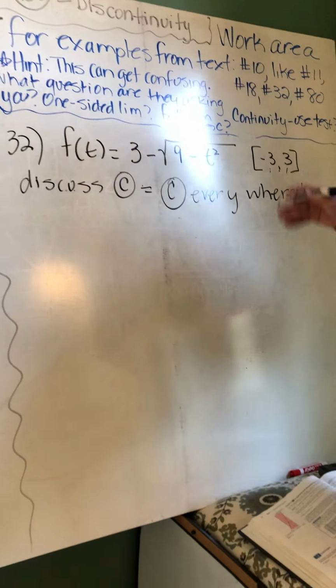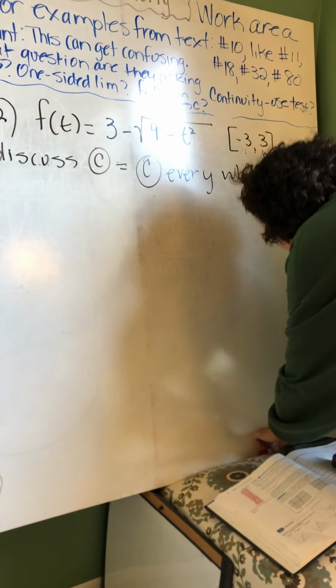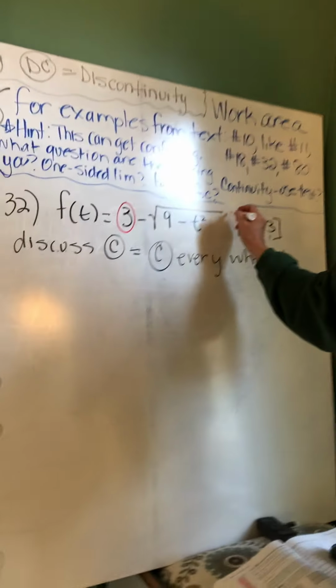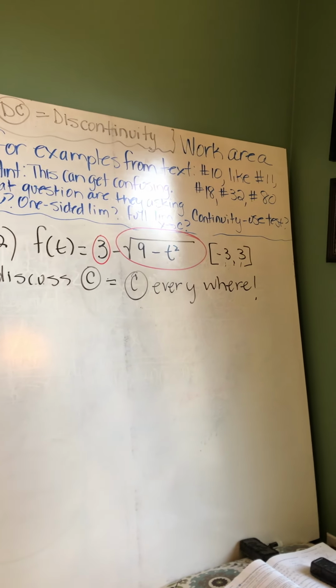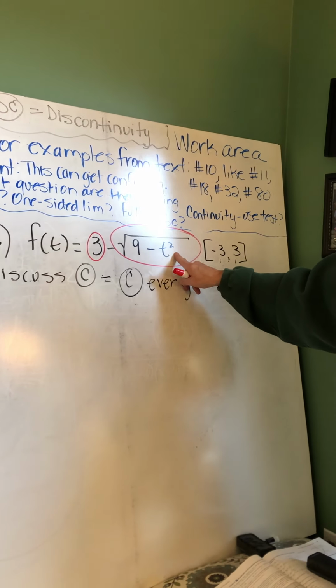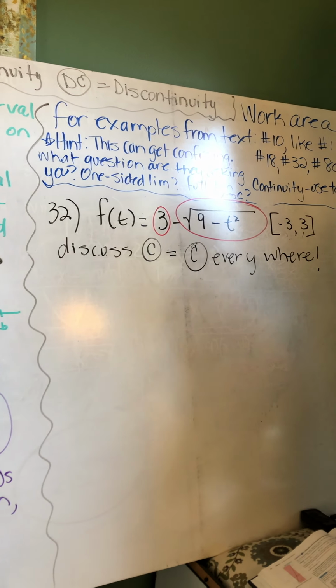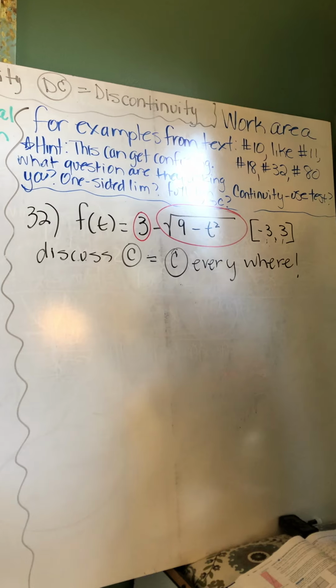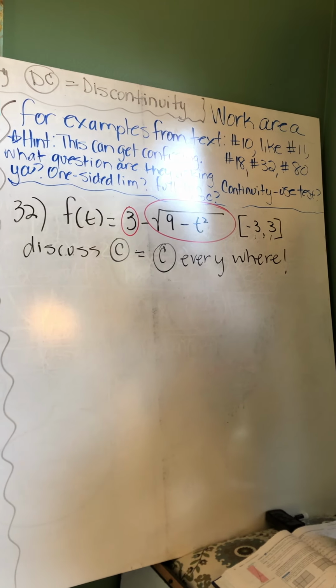Now, one other point I want to make here, though, is I know what a function of 3 looks like. What is that function right there? Because if I could draw a picture of this, from -3 to 3, I could also check the continuity that way, get a sense of it. Okay, so you may think you don't know what that function is, but you do.